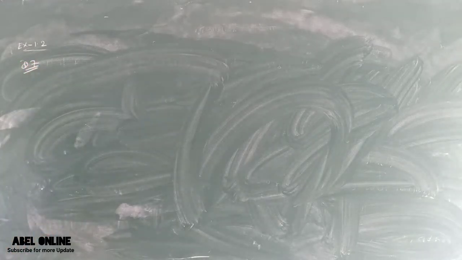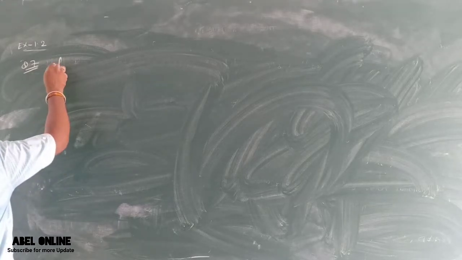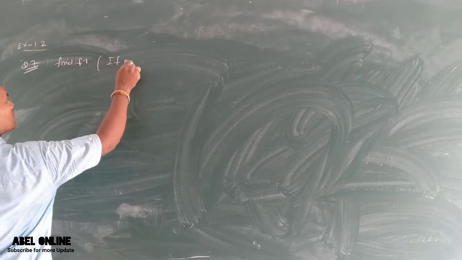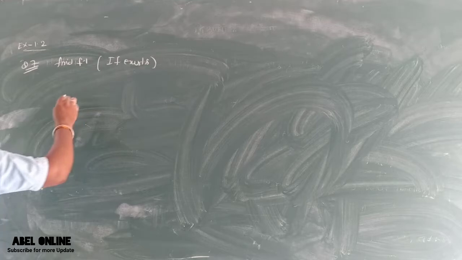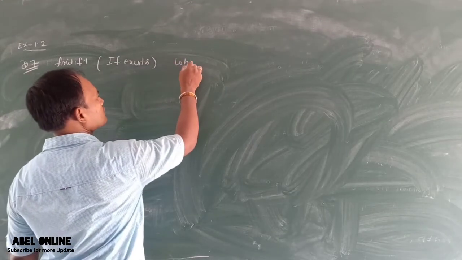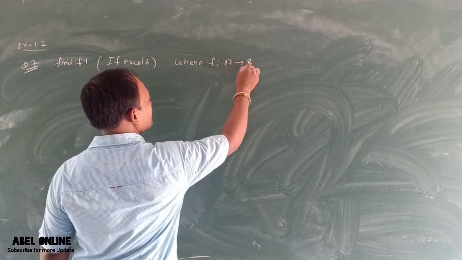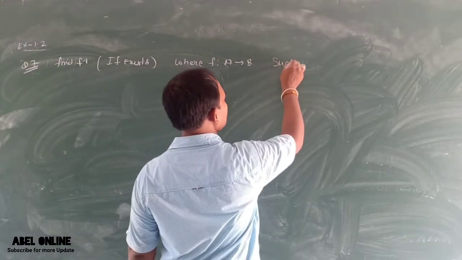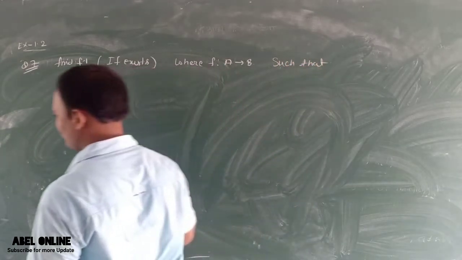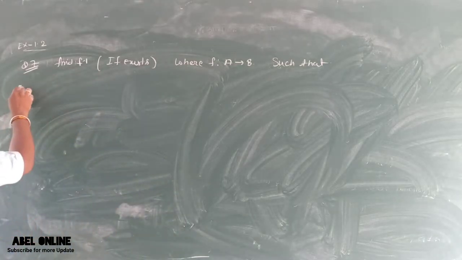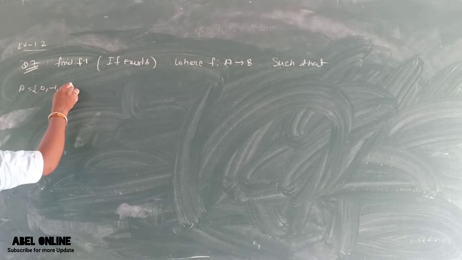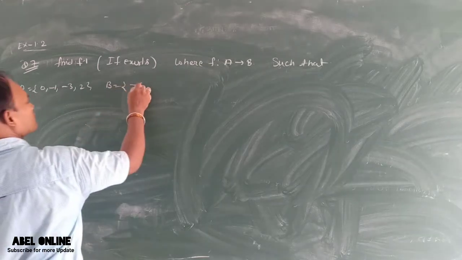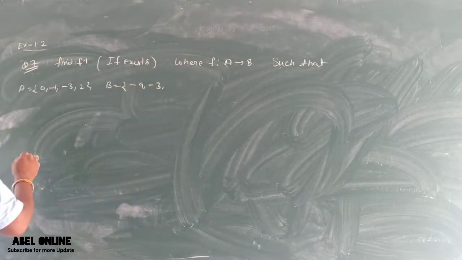Question number 7 is: find f inverse, if it exists, where f is a function from A to B such that A equals {0, -1, -3, 2} and B equals {-9, -3, 0, 6}.